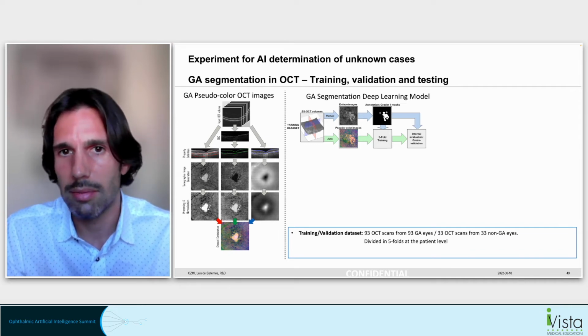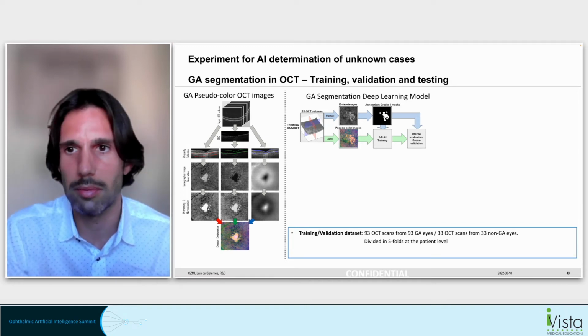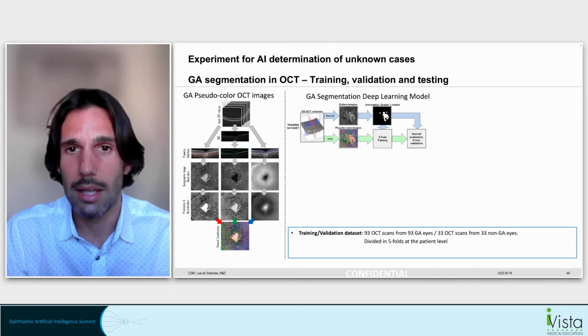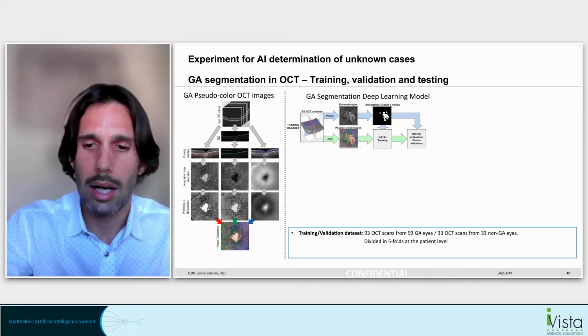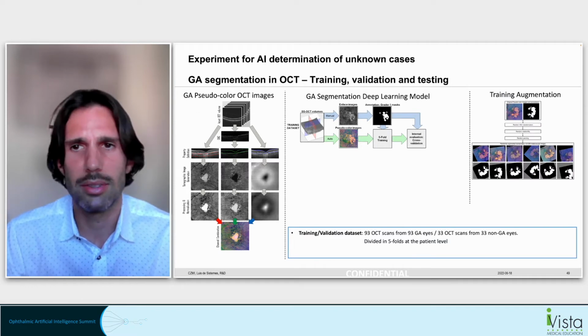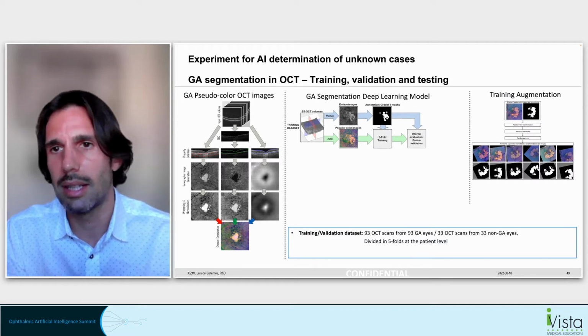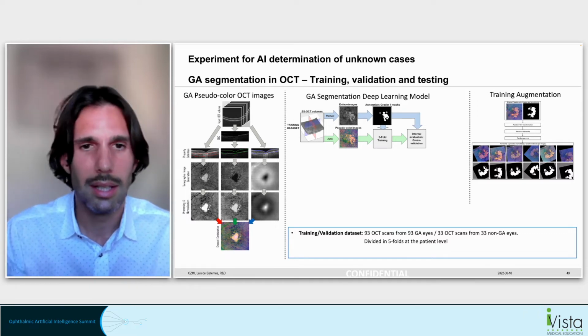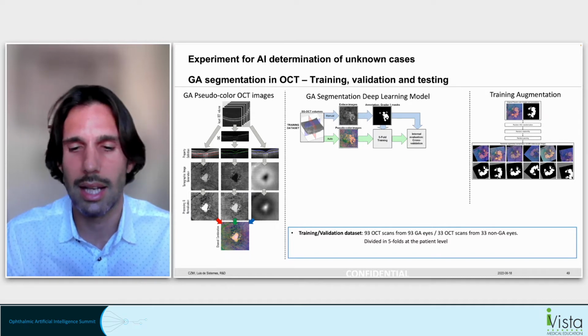We decided to use a five-fold cross-validation. That means that we are dividing the data into 5 folds. We use 4 folds to train, and we use 1 fold to test this model. And we do this 5 times. To train this model, we use different augmentation techniques in which we can rotate and translate the images, and also change the pseudo-color images, how they look depending on the intensity, so that we simulate the OCT signal strength.